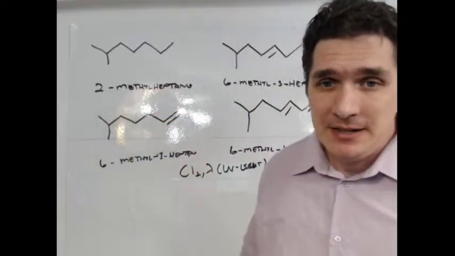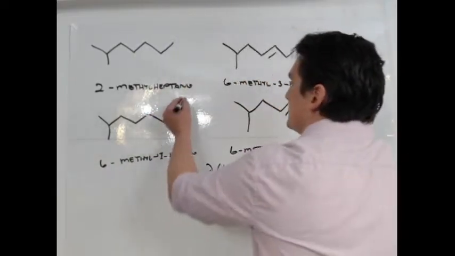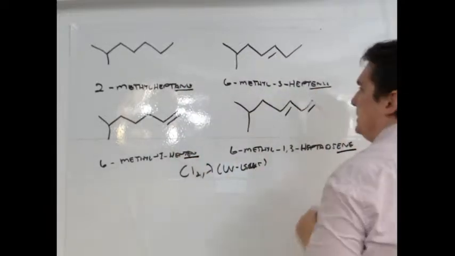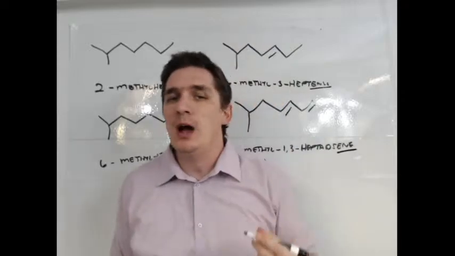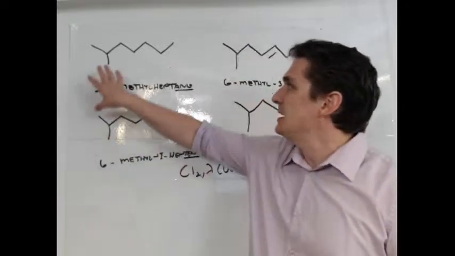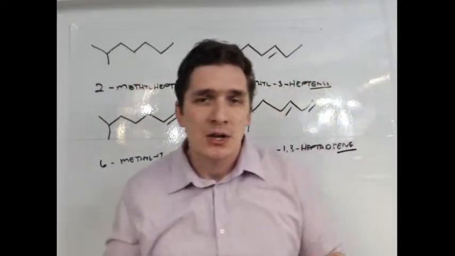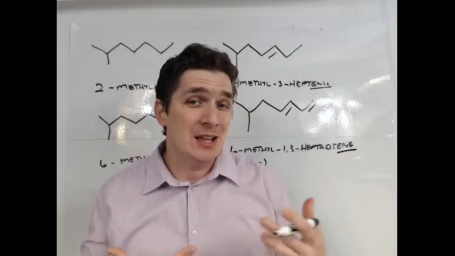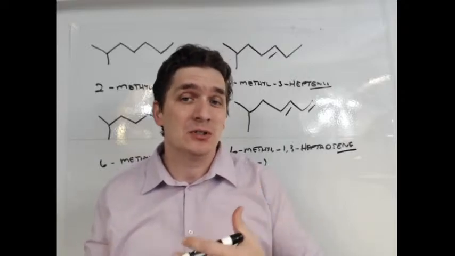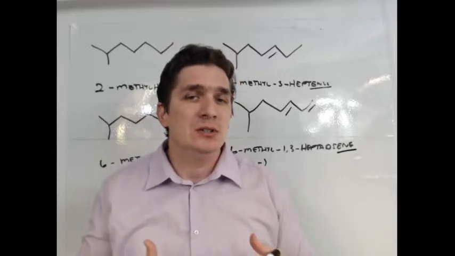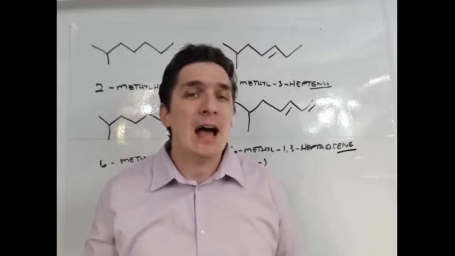Now, think about this. Look at these prefixes, ane, ene, and ene. There is a reason why we designate an ene over an ane. So alkanes just contain saturated carbons. So why do we put the E and E at the end of alkenes? Well, that's because this is typically the thing that's going to control the chemistry the most. Not always, but generally speaking, it's going to decide what actually happens.